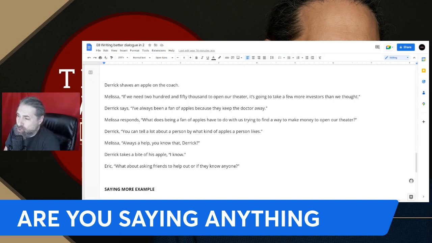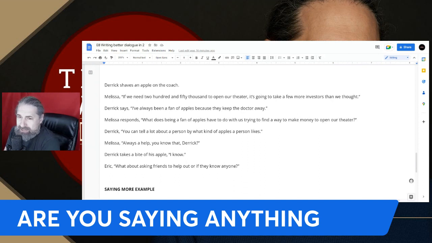Melissa, if we need $250,000 to open our theater, it's going to take a few more investors than we thought. Derek says, I've always been a fan of apples because they keep the doctor away. Melissa responds, what does being a fan of apples have to do with us trying to find a way to make money to open our theater? Derek, you can tell a lot about a person by what kind of apples a person likes. Melissa, always a help. You know that, Derek? Derek takes a bite of the apple. I know. Eric, what about asking friends to help out or if they know anyone?